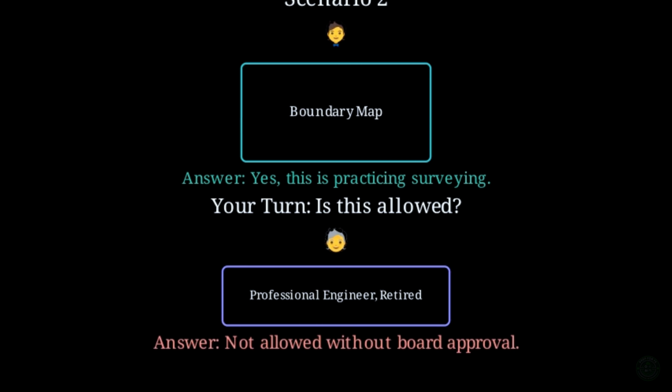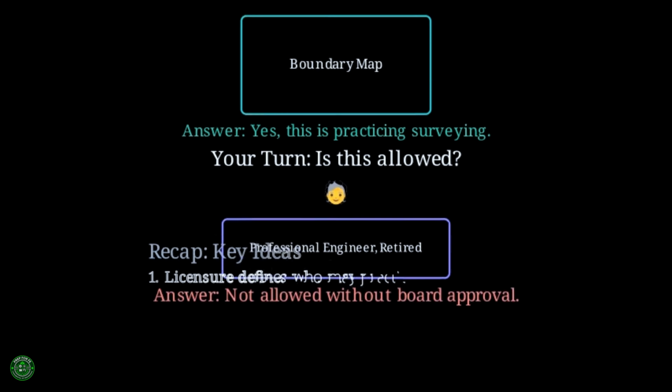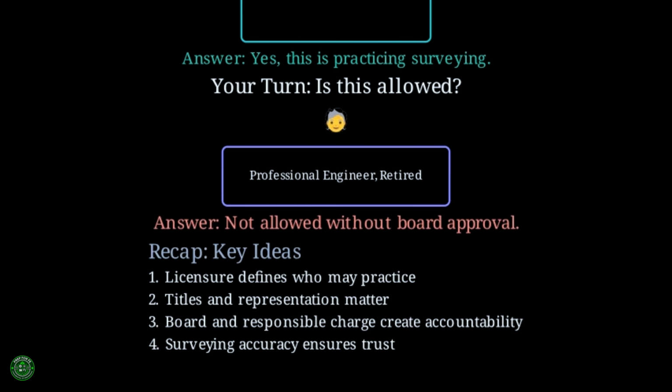Let's recap the key ideas. First, professional engineers and surveyors must be qualified and licensed. Second, practice includes both doing the work and representing yourself with the protected title. Third, the board, jurisdiction, and responsible charge define legal control and accountability. And finally, surveying accuracy and deliverables emphasize trustworthy spatial information. These definitions set the ethical foundation for professional practice.